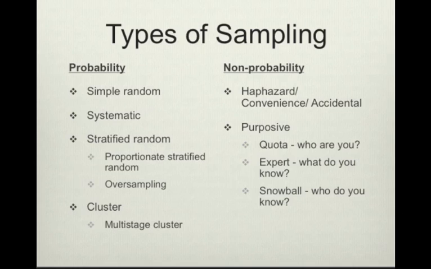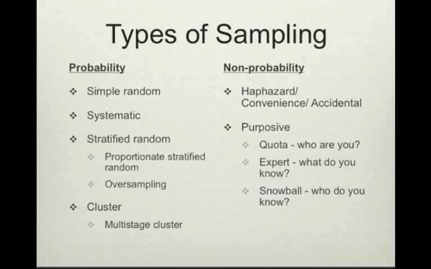Another type of probability sampling is systematic sampling. This would be where you would choose a random starting place in a list and then sample every nth place. So you would choose a number like 9, and you would sample every 9th person in your list. And then you also have stratified random sampling.